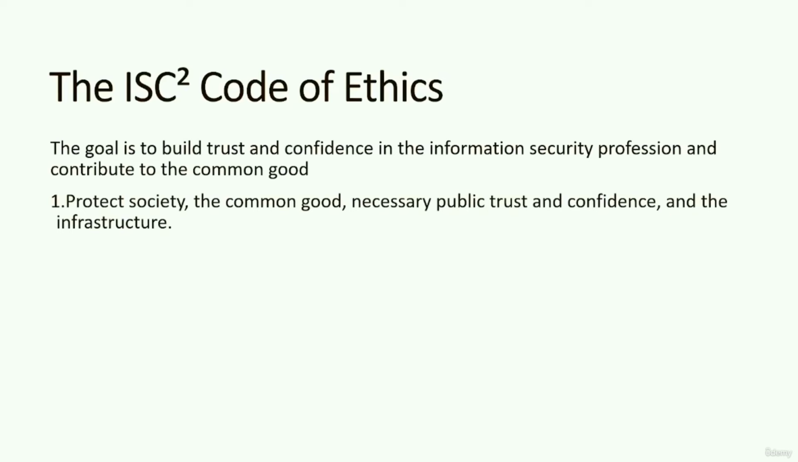The first statement in the code of ethics is to protect society, ensure that the common good is achieved, public trust and confidence are maintained, and the infrastructure is secure. So according to the code of ethics, our job is to protect society and make sure that we are building digital systems or information security systems that ensure public trust and confidence in the infrastructure and in the security infrastructure. Acting in an honorable manner, honestly, justly, responsibly, and legally is also one of the mandates in the ISC squared code of ethics.